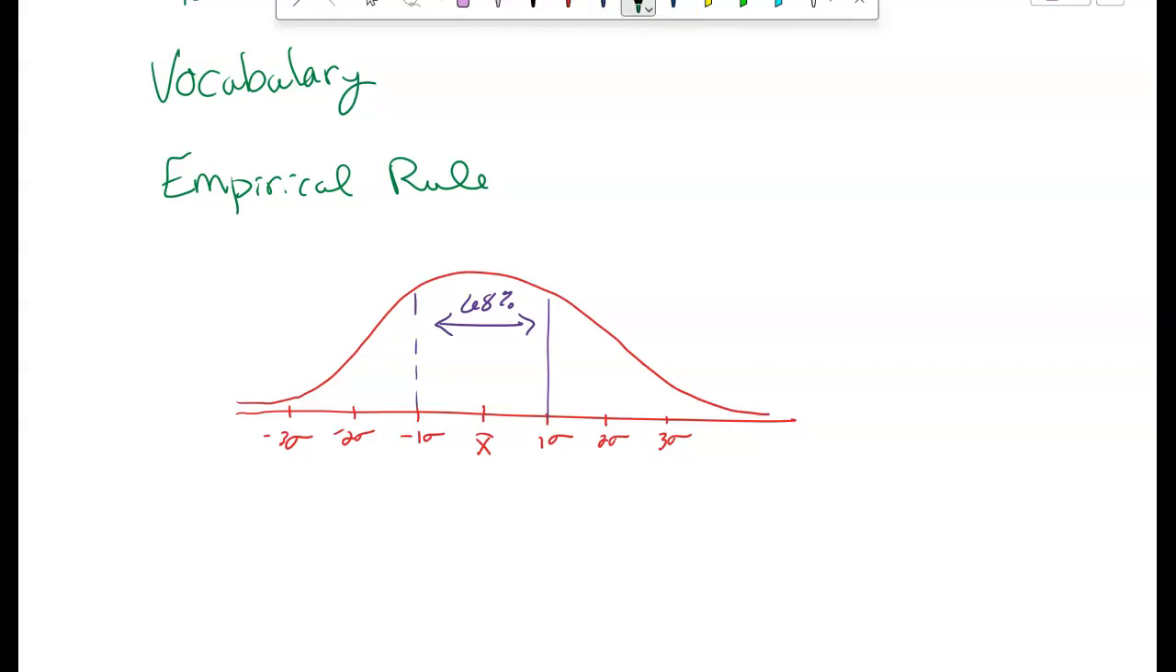With the empirical rule, pick a different color. If I'm within 2 standard deviations of my mean, how much of the data should I be talking about? 95. Now, is it always perfectly 95%? No, but it should be about that. So 95%. And then, what if I'm at 3? Okay. 3 standard deviations. How much of the data should you have? 99.7. Yay! Okay, great.